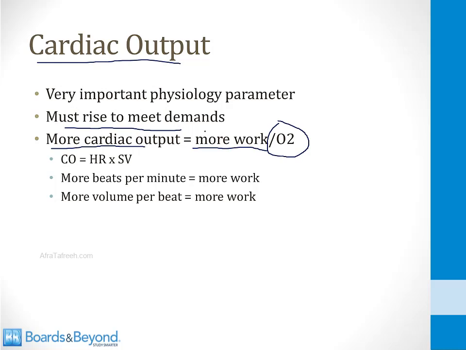The cardiac output is equal to the heart rate times the stroke volume, so when the heart rate goes up, there are more beats per minute, and this is more work the heart must do. In addition, when the stroke volume goes up, there's more volume per beat that the heart must pump, and that also means more work that the heart must do. These are very important principles of cardiac physiology for you to understand.